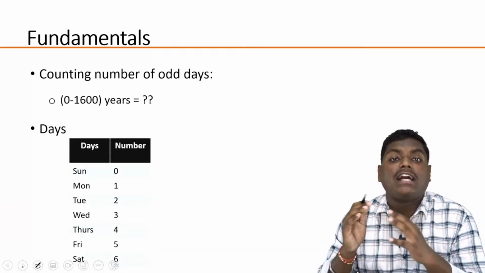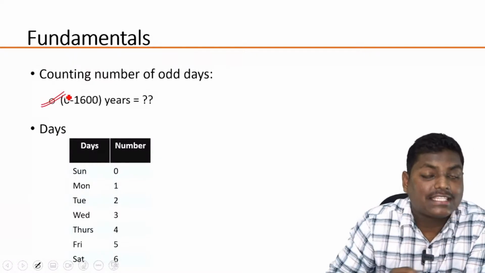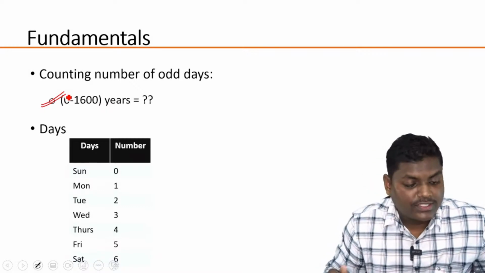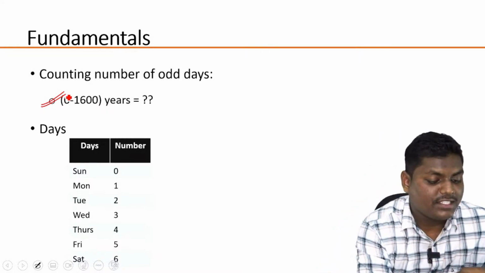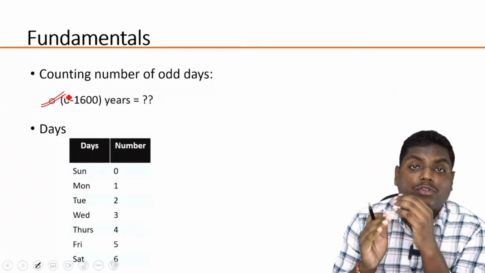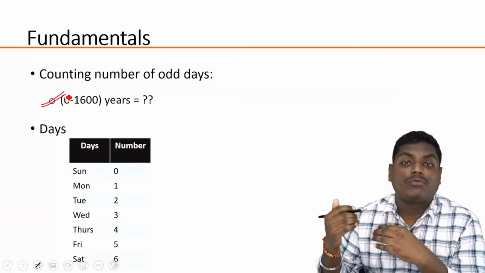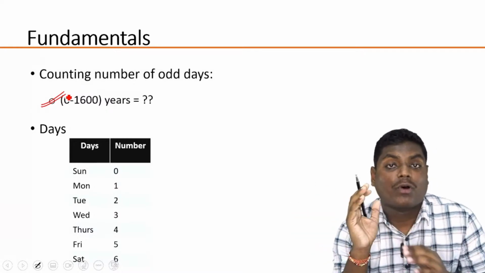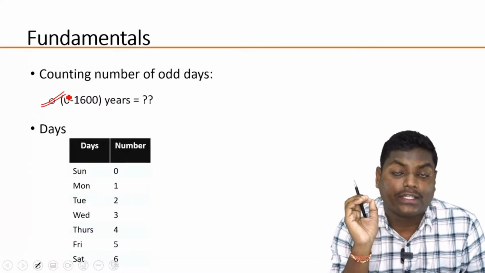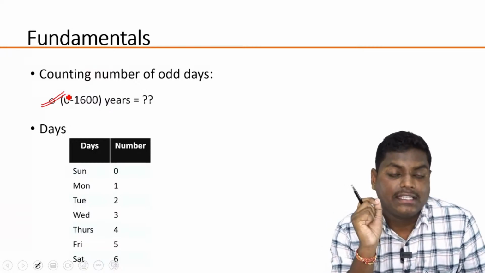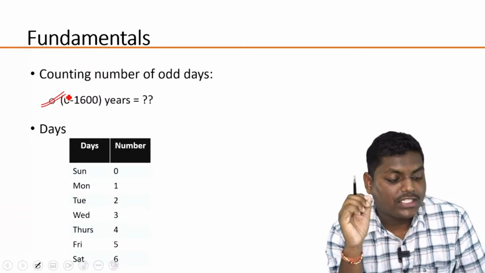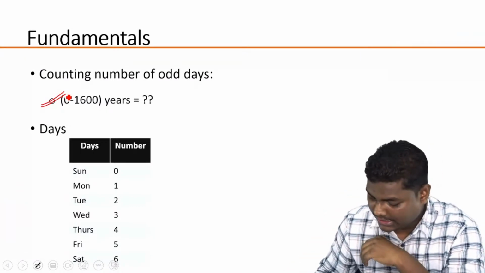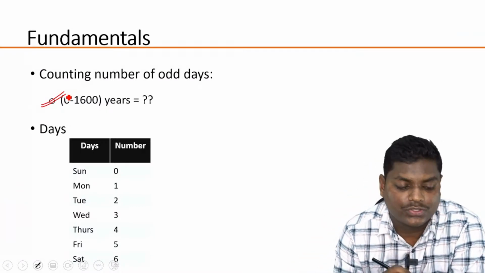Now, similarly, if I ask you how many odd days are present in 0 to 1600 years. Now, why are we doing this? You will be seeing in questions, we'll be solving later, where you have to find, given a particular date, on which day it is. So for these questions, you need to find the number of odd days. That is the reason why we're discussing it properly. So the question I'm posing is the number of odd days in 0 to 1600 years. You can try this and find it out.